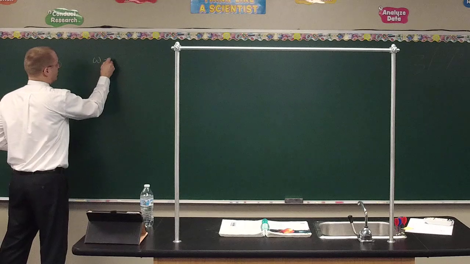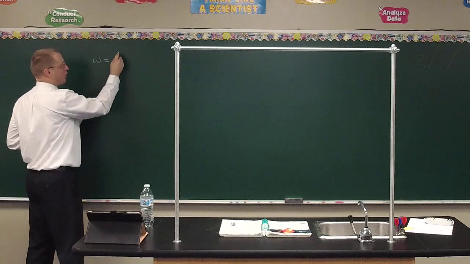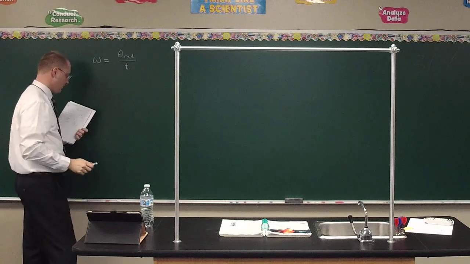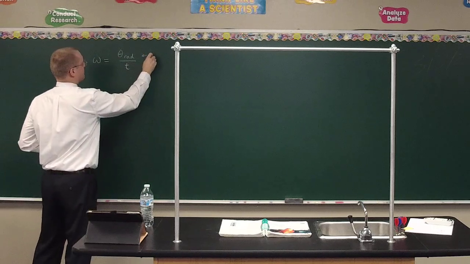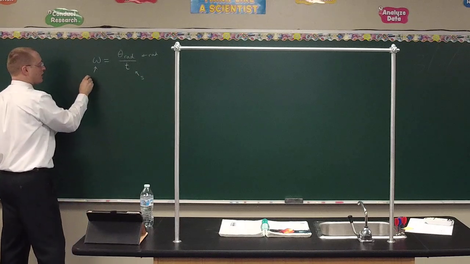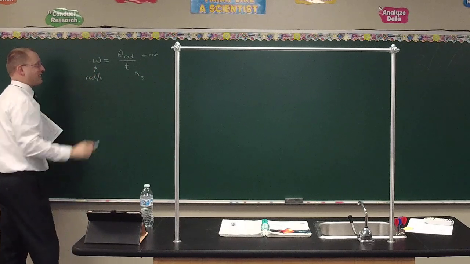You need to know the equation for angular velocity. Omega equals theta over t, that's the angular displacement over t. Remember, angular displacement measured in radians, time measured in seconds, so angular velocity measured in radians per second.